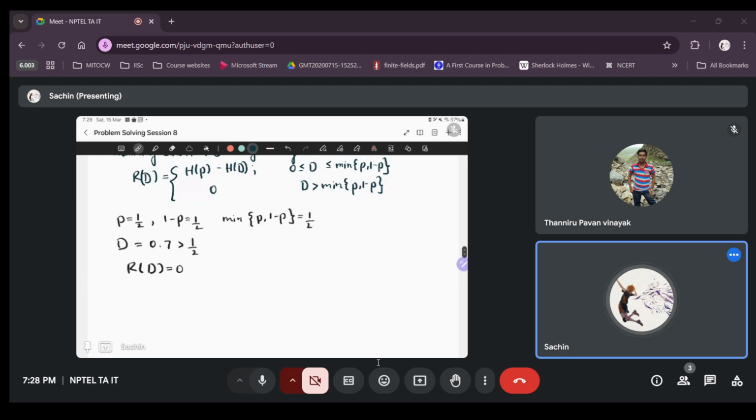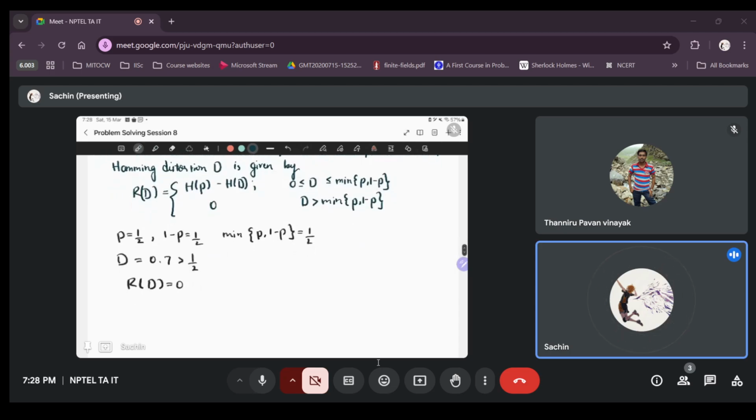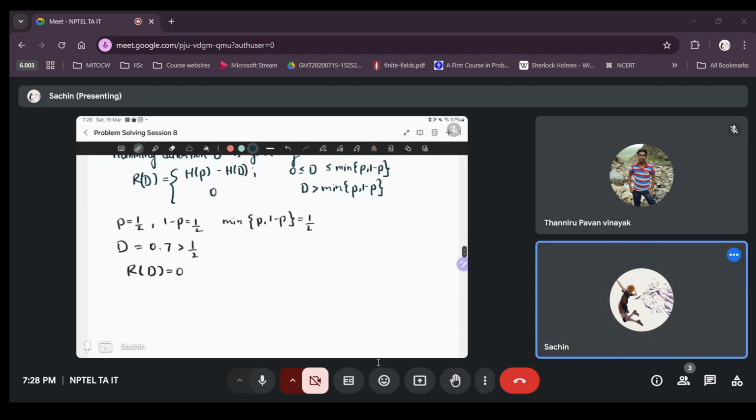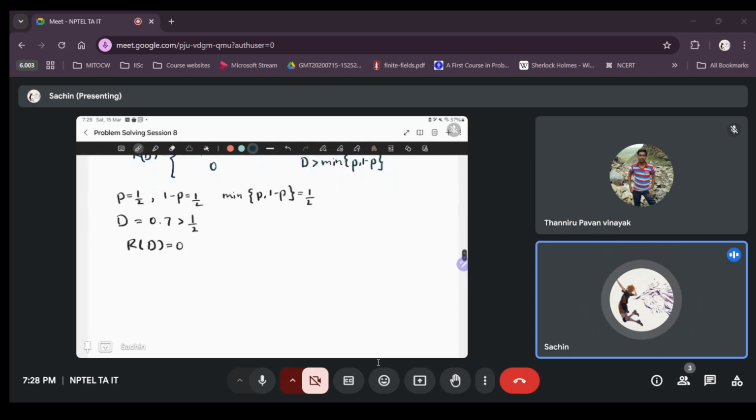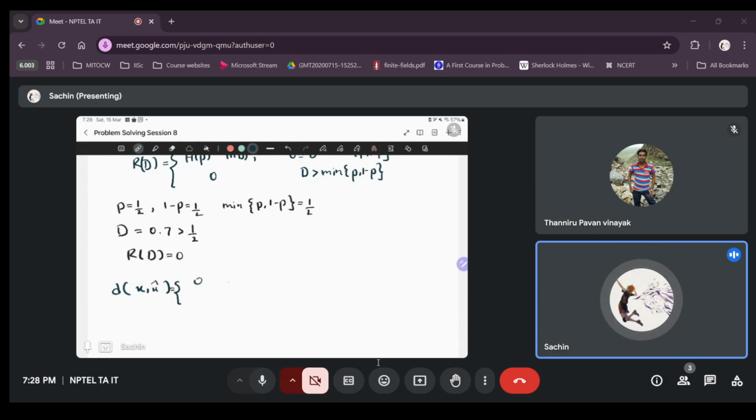Okay. Point I wanted to make was that for the Hamming distortion function, we have distortion d of x comma x hat is 0 if x equals x hat and 1 if x not equal to x hat.